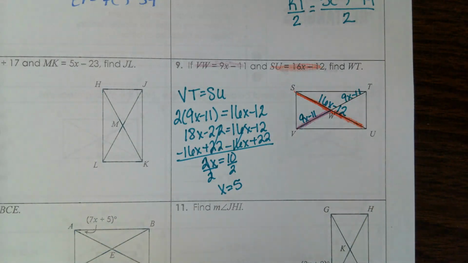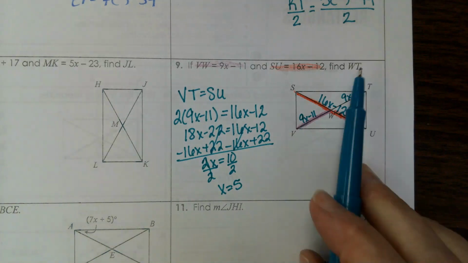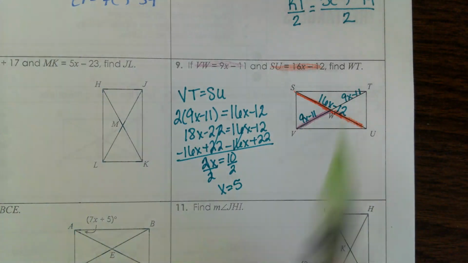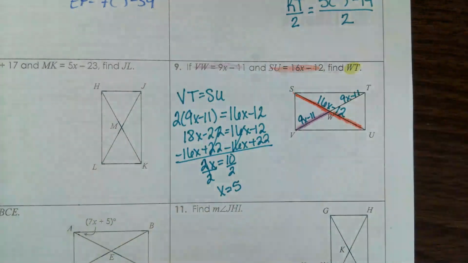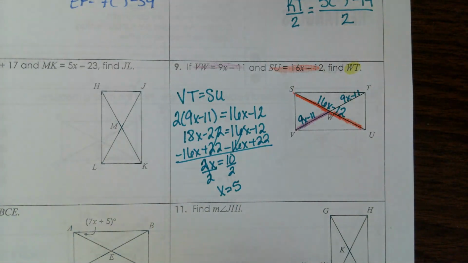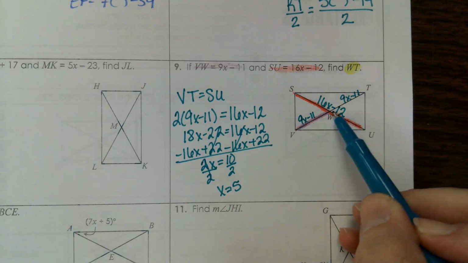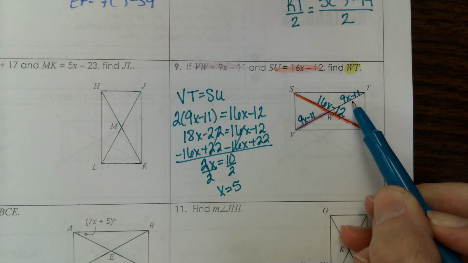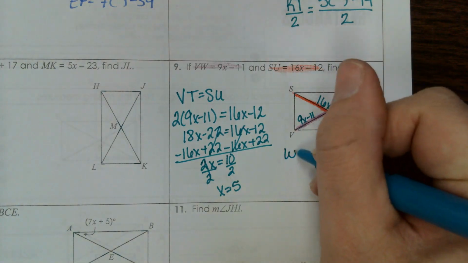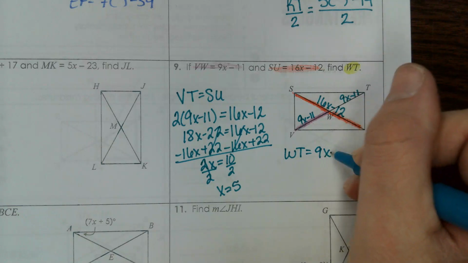Now I need to go back and make sense of what they are asking for, because it wasn't x. So unfortunately, I am not done. I wish I was, but I'm not. Okay, so WT is just this little piece right here. Oh, but look, we know what WT is. WT is 9x minus 11. So that's okay. I'm going to put WT is 9x minus 11.